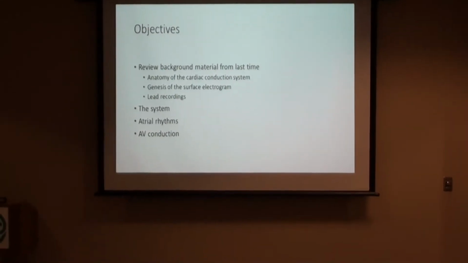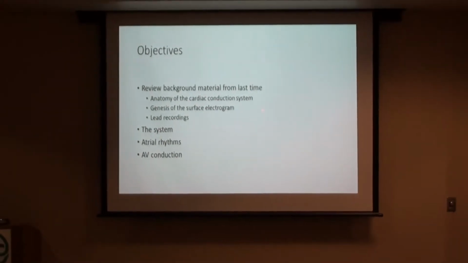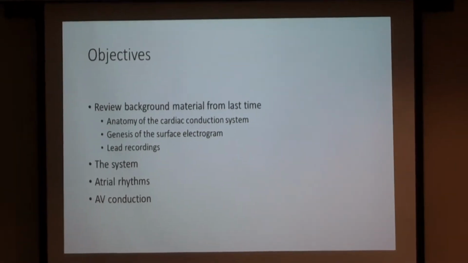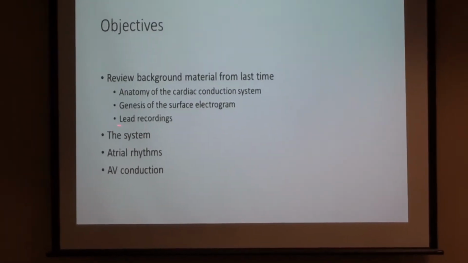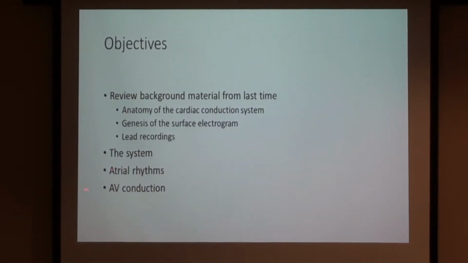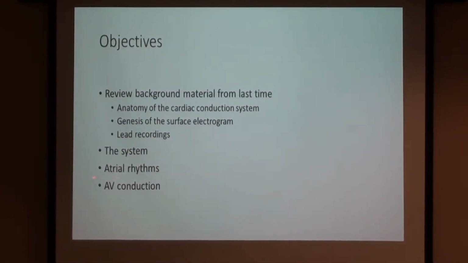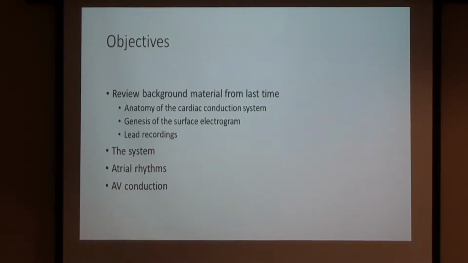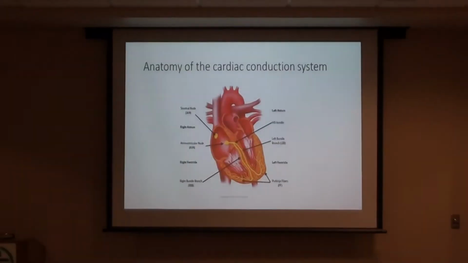So we're going to review background material from last time. We'll talk about the anatomy of the conduction system and how an EKG is generated. We'll talk about lead recordings, then we'll talk about the system. We talked about atrial rhythms last time. We're going to add AV conduction to that this time, okay? So that's how we're going to proceed.